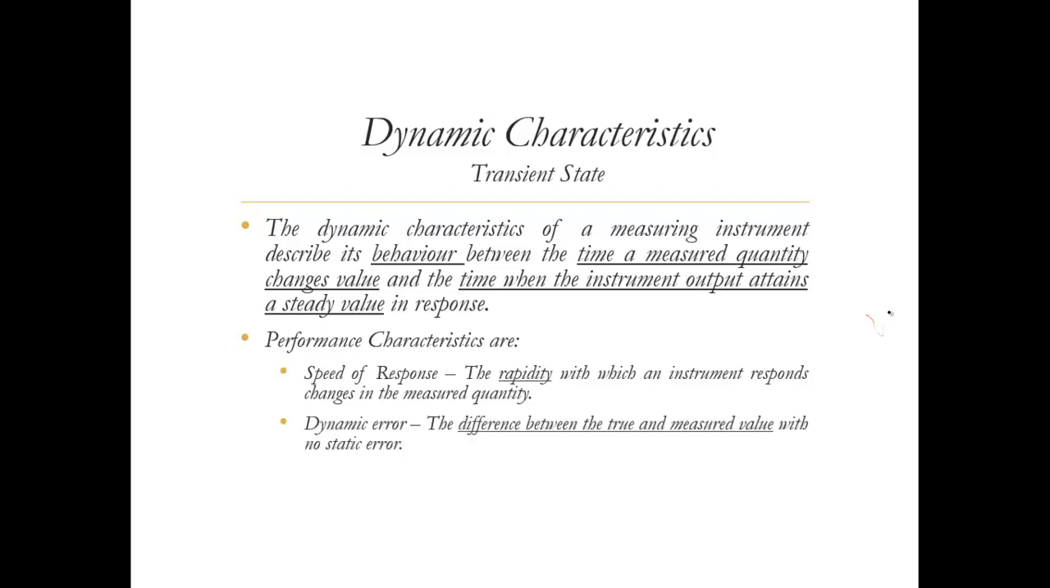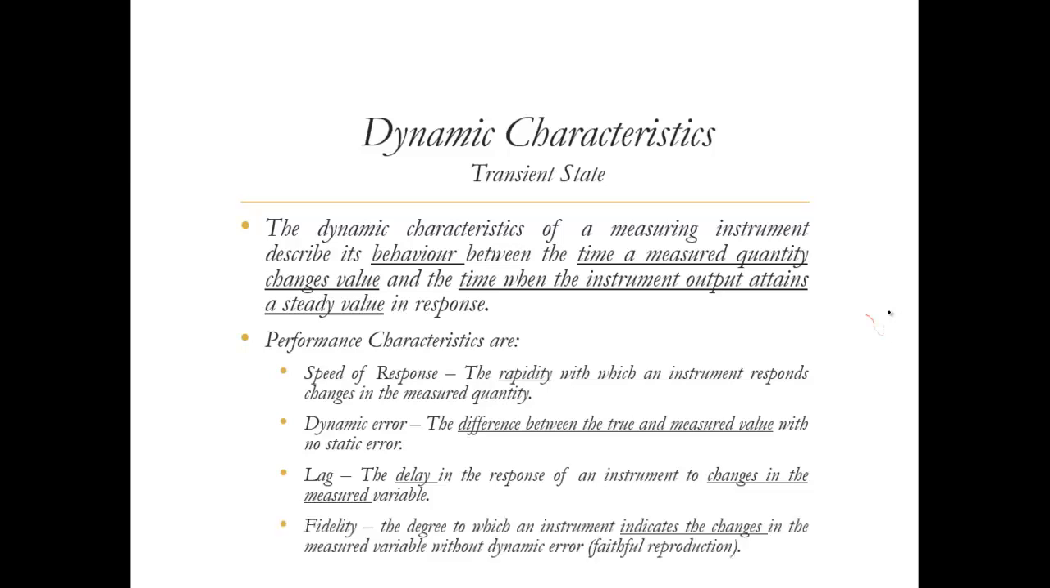Something called dynamic error: the difference between the true and the measured value with no static error. Lag: the delay in the response of an instrument to change in the measured variable, which is analogous to speed of response. And fidelity. Fidelity is the degree to which an instrument indicates the change in the measured variable without dynamic error. So this is more a faithful reproduction of the actual value that we want to measure. So these four characteristics are there with the instrument. The most important is the speed of response, or the lag with the instruments, and also the errors that the instrument can minimize, and all those things.